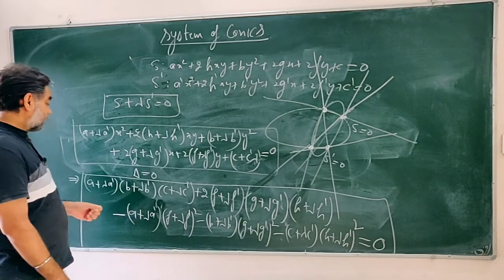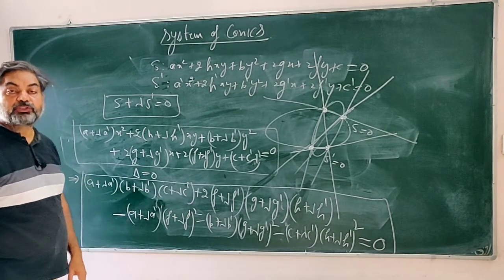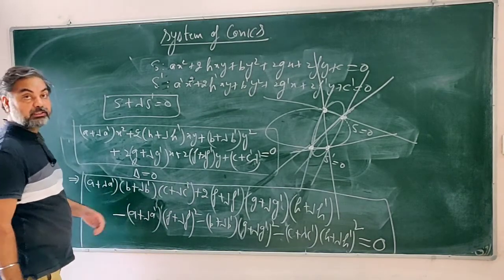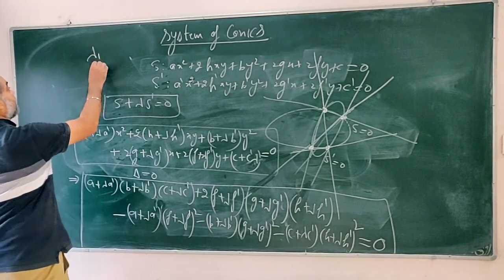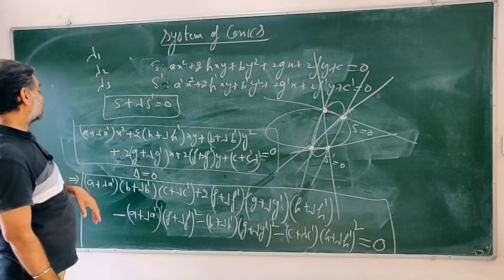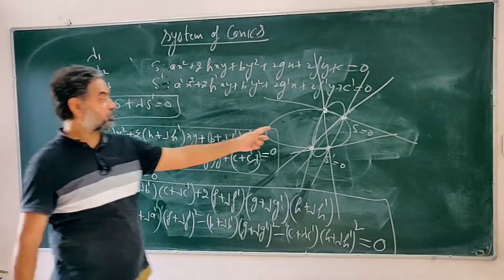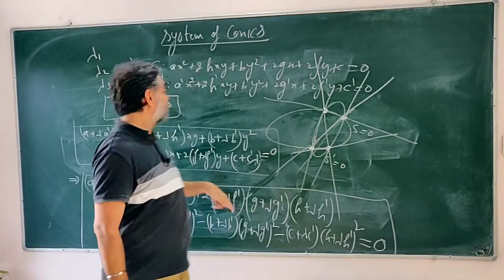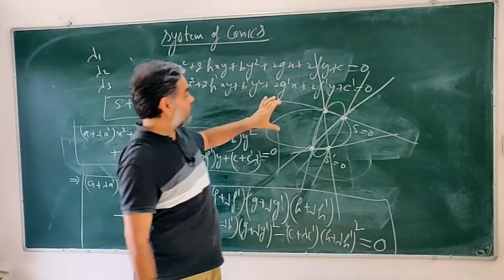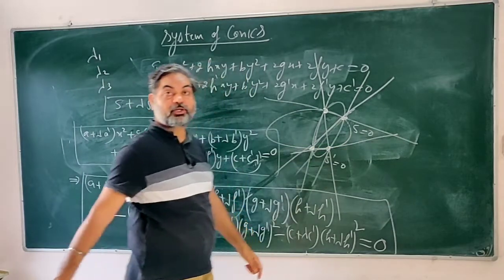And this condition is a cubic equation in lambda, an equation of degree 3 in lambda. So this has 3 roots, lambda 1, lambda 2 and lambda 3. Putting lambda equal to lambda 1 in this equation, you get one equation of a pair of straight lines. Putting lambda equal to lambda 2, you get the equation of the second pair of straight lines.